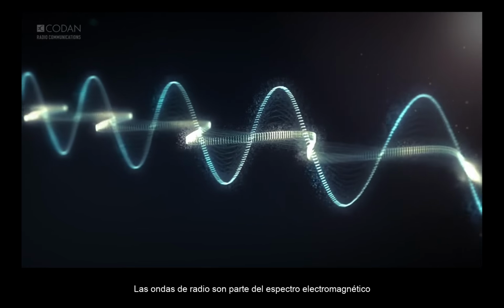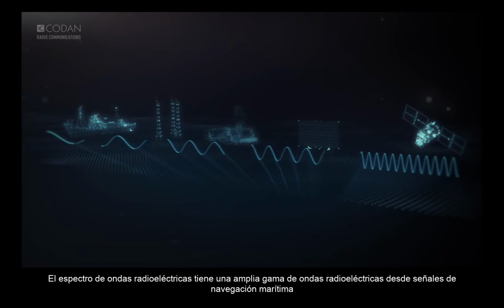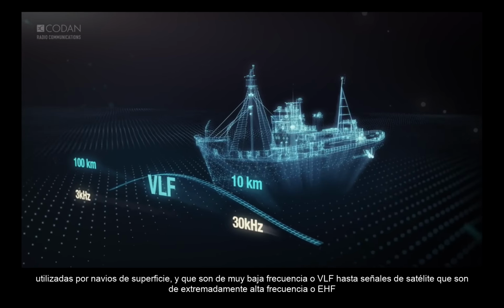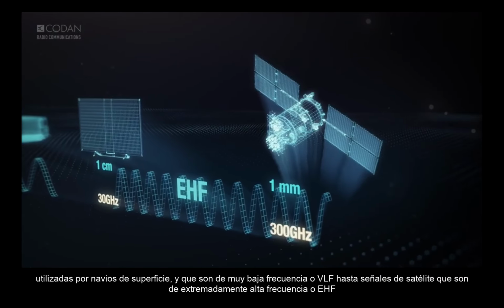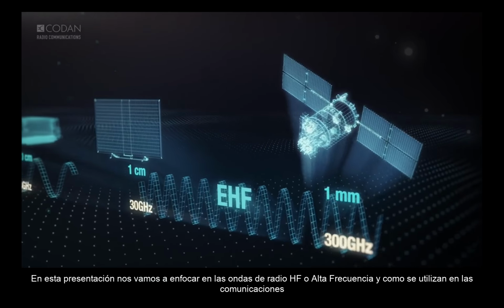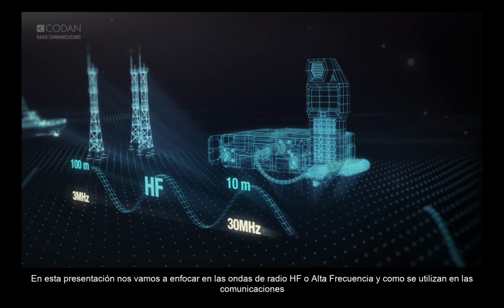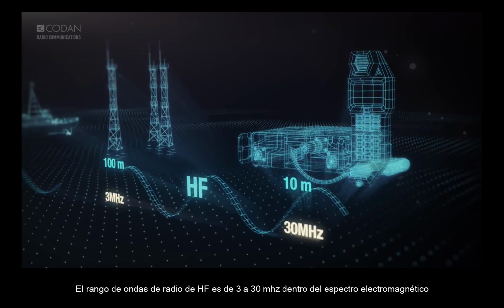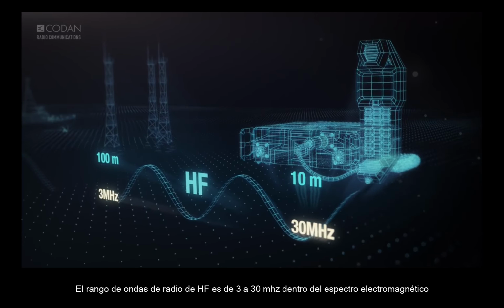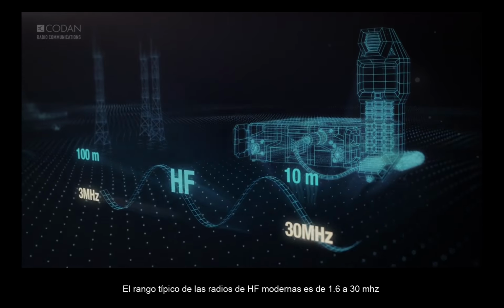Radio waves are part of the electromagnetic spectrum. The radio wave spectrum has a large range of radio waves, from maritime navigation signals used by ships, which are very low frequency, or VLF, to satellite signals, which are extremely high frequency, or EHF. In this presentation, we are going to focus on the HF, or high-frequency radio waves, and how they are used in communications. The range of HF radio waves is between 3 to 30 MHz, according to the electromagnetic spectrum. The typical range of modern HF radios is 1.6 to 30 MHz.